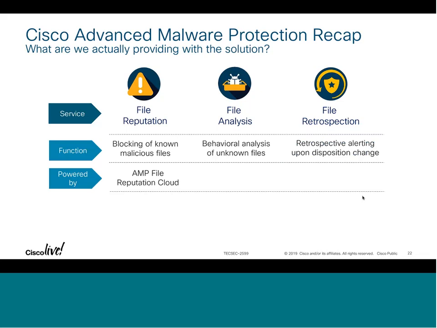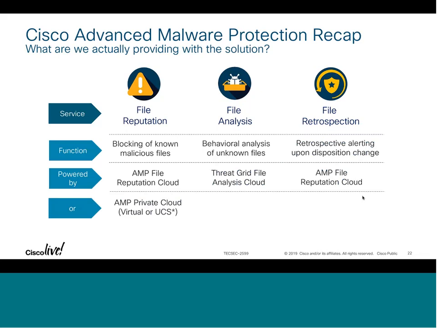So reputations come from the AMP cloud, file analysis comes from ThreatGrid, and retrospection again is driven by the AMP reputation cloud. I should note at this point, and we'll talk about this with the components in just a minute, but whenever we use the word cloud in AMP, that could be an on-premise private cloud, or it could be one of the geographically located public clouds that AMP uses. So here's the private cloud piece, and the equivalent on the ThreatGrid side would be an on-premise appliance.